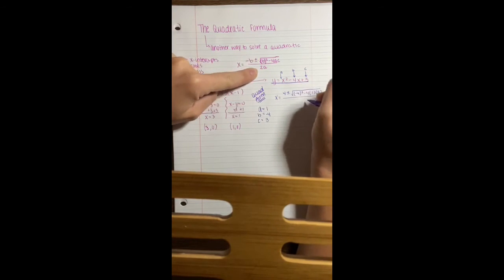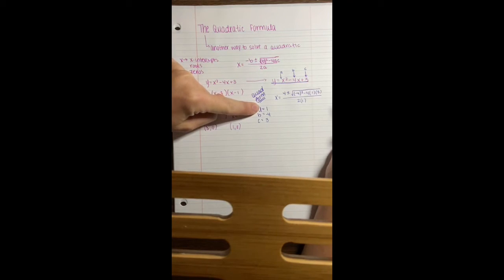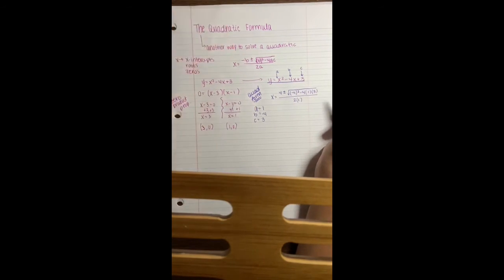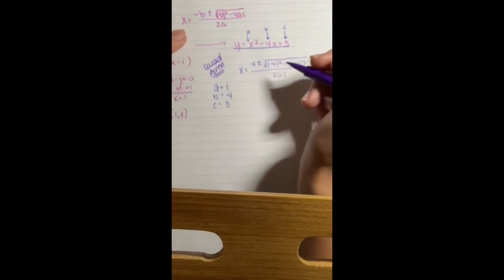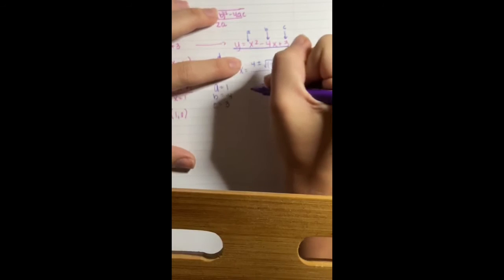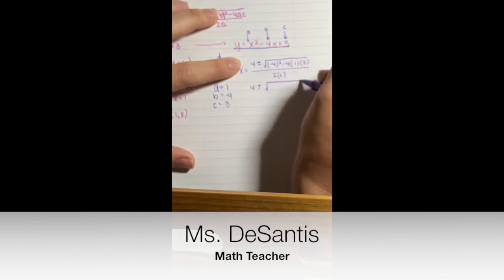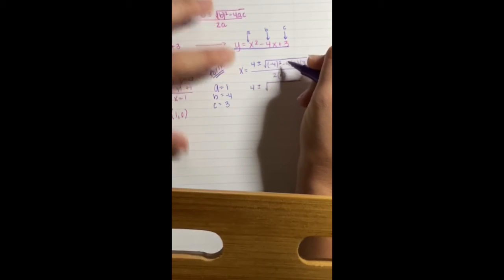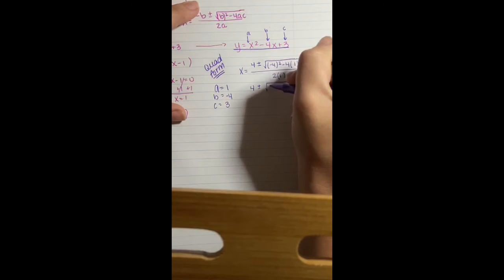All over 2 times a, which is 1. Okay, we're going to take this in steps and we are going to finish solving this. So we have 4 plus or minus the square root. Negative 4 squared is 16, positive 16.